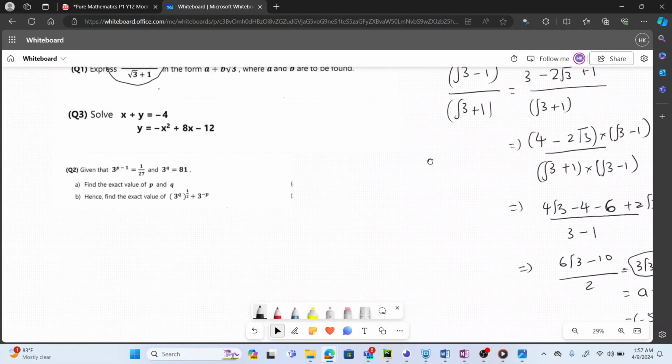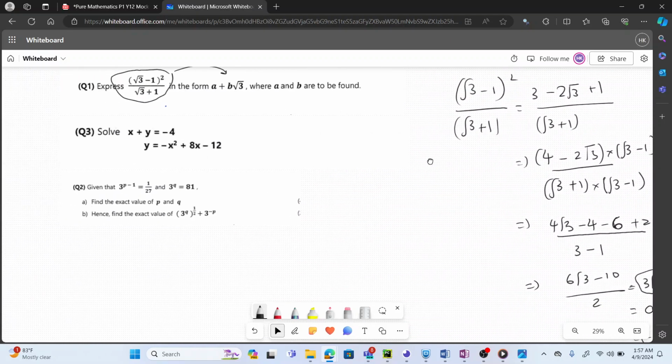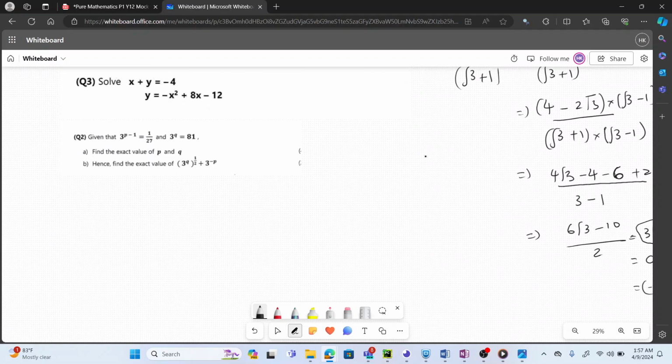Right. Then in the next question we need to solve two simultaneous equations. Yeah, so let's try it.